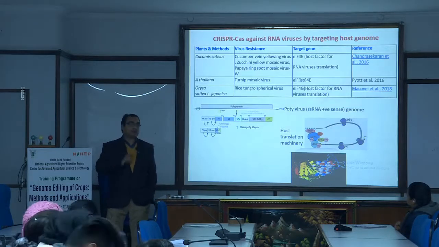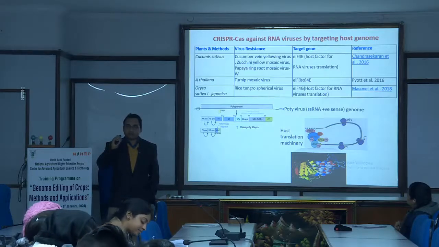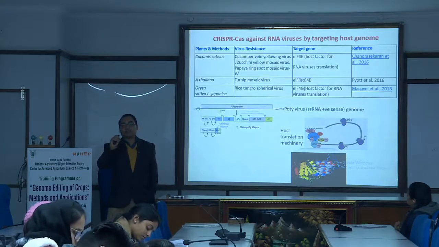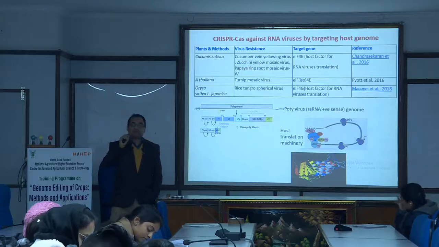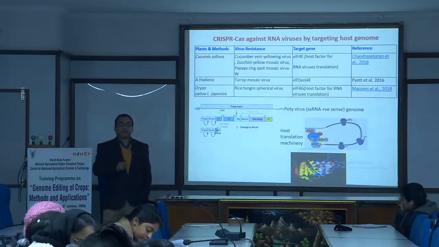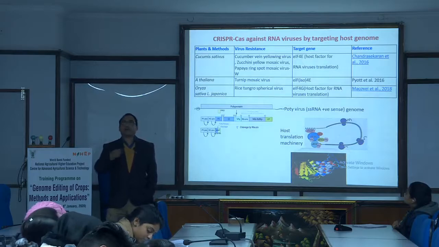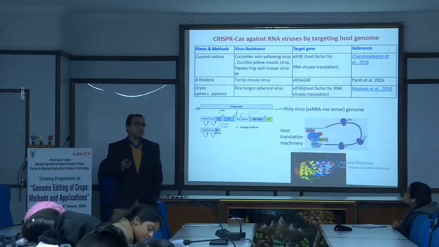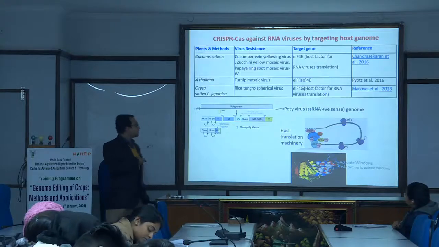So it is not directly knocking out the protein; it is only affecting where the virus and EIF4E interaction takes place. That motif only we have to edit, and if we can do editing on that, then the virus will not be able to recognize the host translational machinery, and the virus replication will be inhibited. So this is the main aspect.